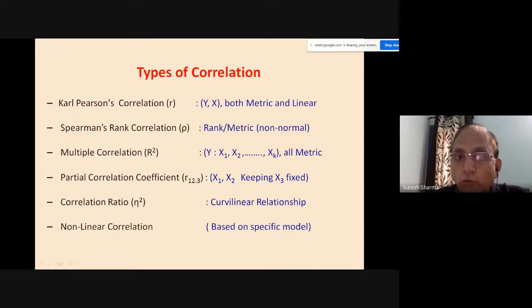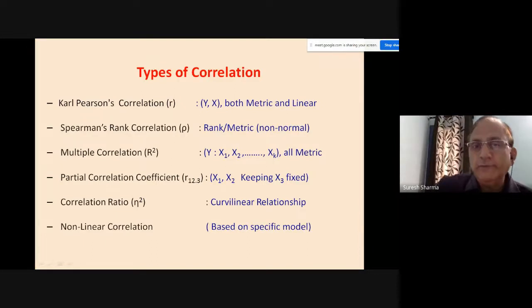It's better to go for Spearman's rank correlation rather than Karl Pearson's correlation coefficient in that case. If the data is already in the form of ranks, you can apply it. But if y and x are measurable and not following a normal distribution, even in that case it's better to go for Spearman's rank correlation. Remember, Karl Pearson and Spearman are applicable only when there are two variables, y and x. There is no third variable at all, right?